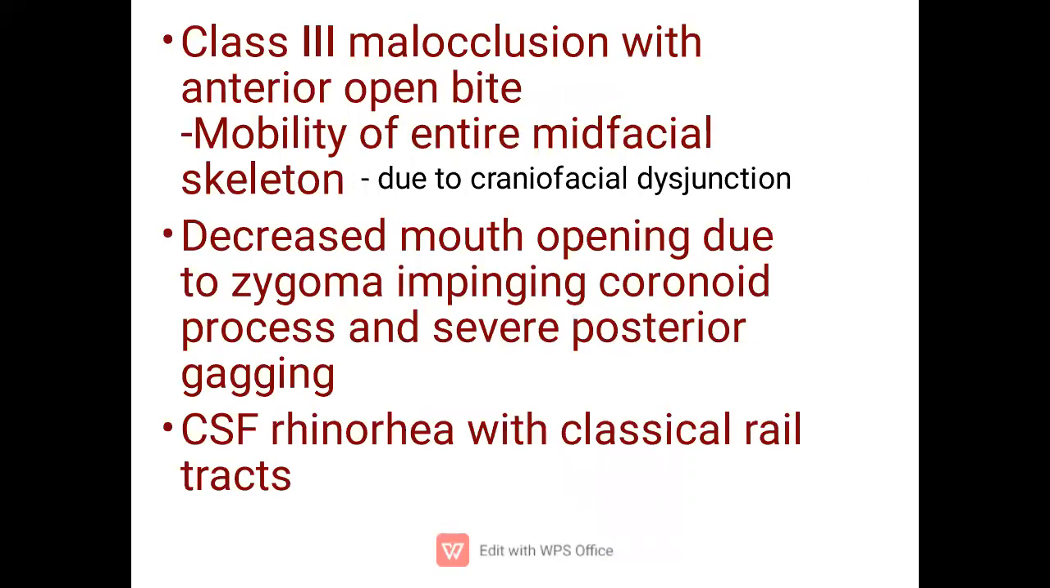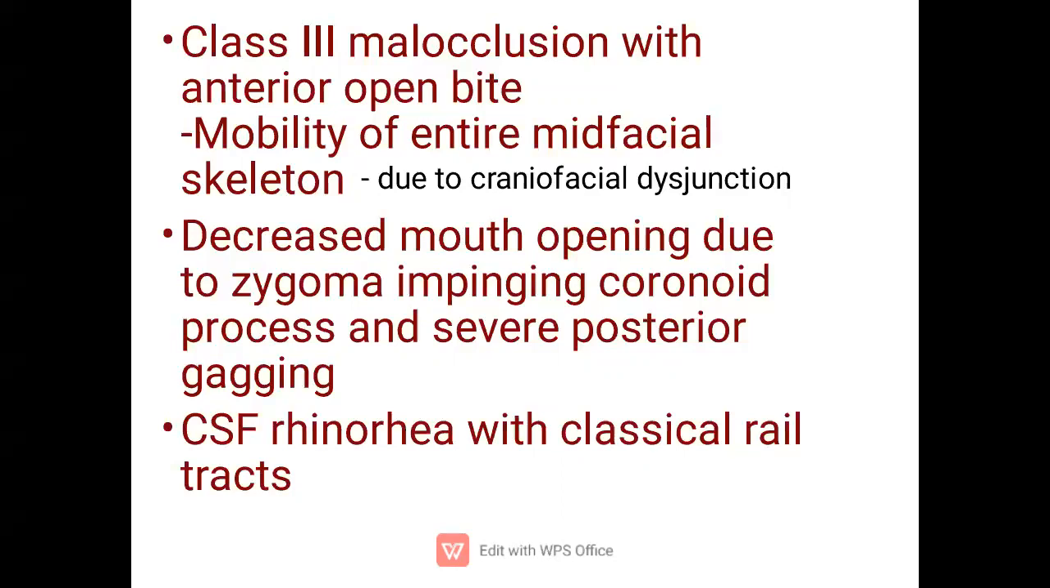Class 3 malocclusion is seen with anterior open bite. Then there is mobility of the entire midfacial skeleton, and this mobility is due to craniofacial disjunction. Decreased mouth opening due to zygoma impinging on the coronoid process and severe posterior gagging. Then CSF rhinorrhea with classical rail tracks.